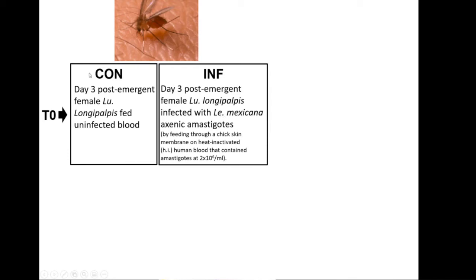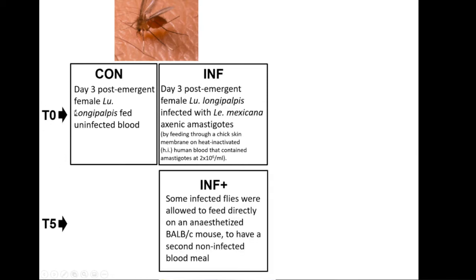So our controls here were obviously fed on uninfected blood, and these ones here, inf, means infected. These are the ones that were fed on Leishmania mexicana. And so we've labeled this time interval 0. This is the time of infection. 5 days later, some of the infected ones were allowed to feed on an anesthetized mouse. So they had a second non-infected blood meal.